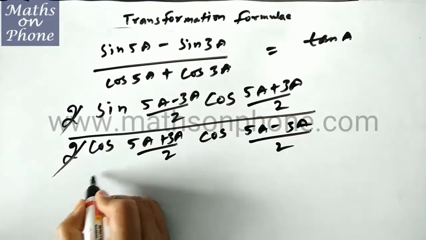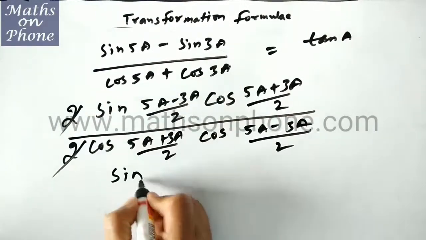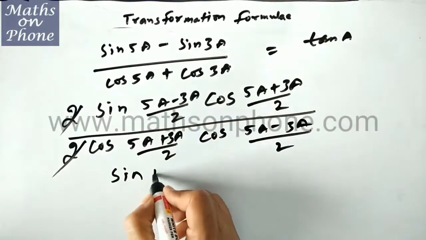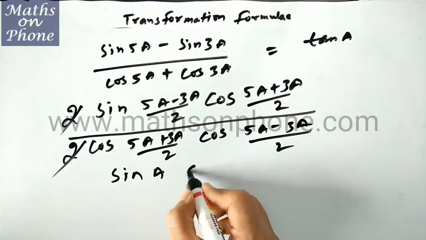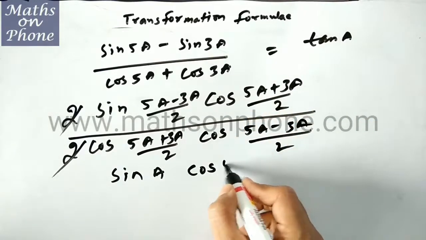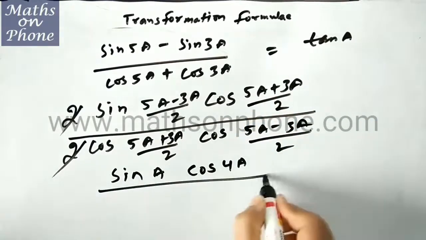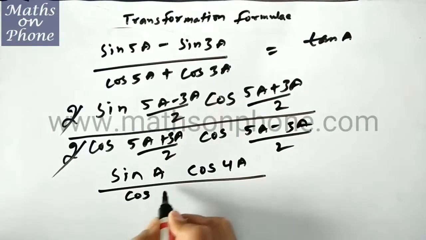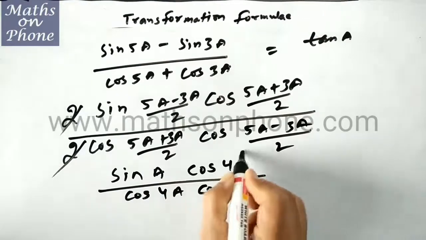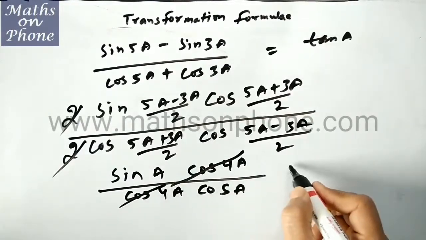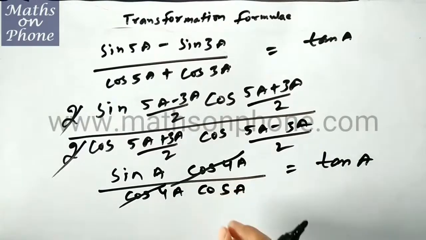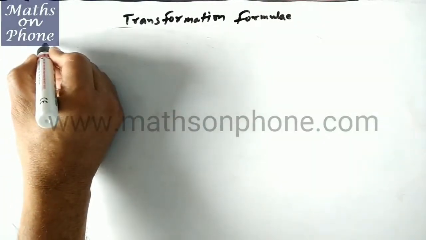2 is getting cancelled. Now it is sine, you see 5a minus 3a, 2a by 2 is sine a. And here it is cos of 5a plus 3a, 8a by 2, 4a. And the denominator is coming out to be cos 4a into cos a. You see 4a cancelled out. Sin a by cos a is tan a. Very simple way.